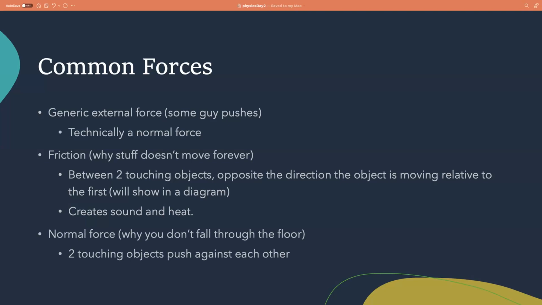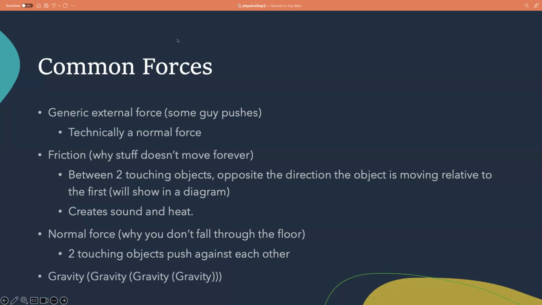And normal force now, which is basically why you do not fall through the floor and just sort of descend to the bottom of the earth. It's just 2 touching objects pushing against each other to not clip into each other. You cannot no-clip your walls in the real world.